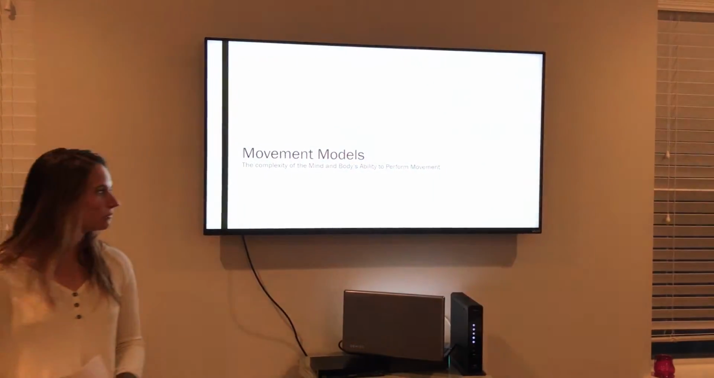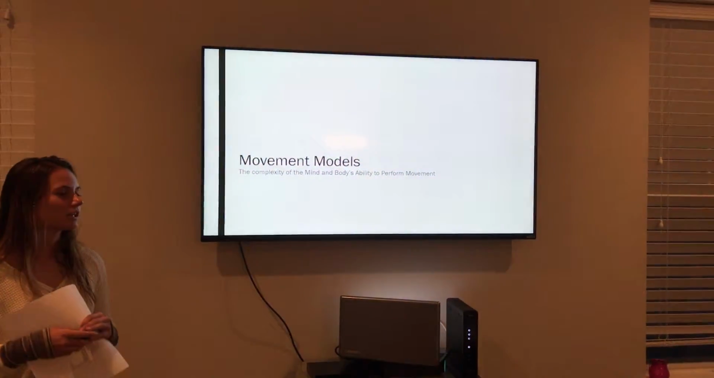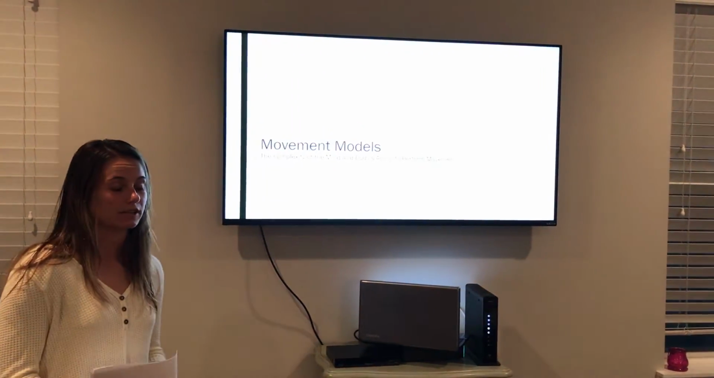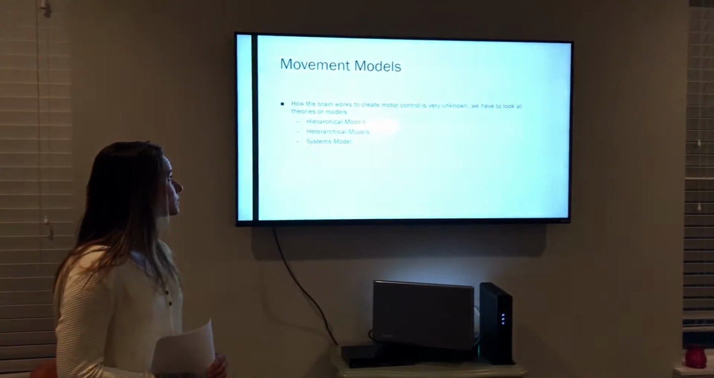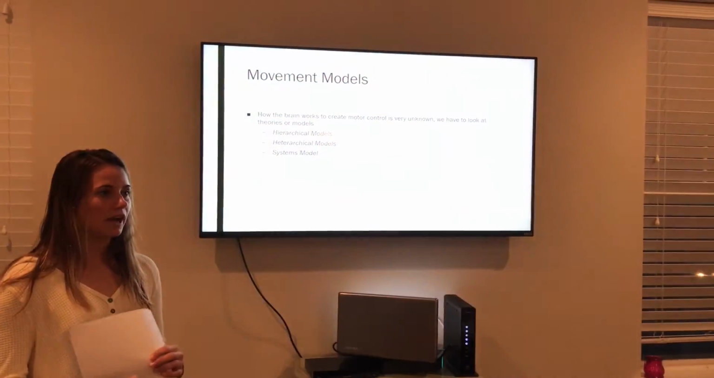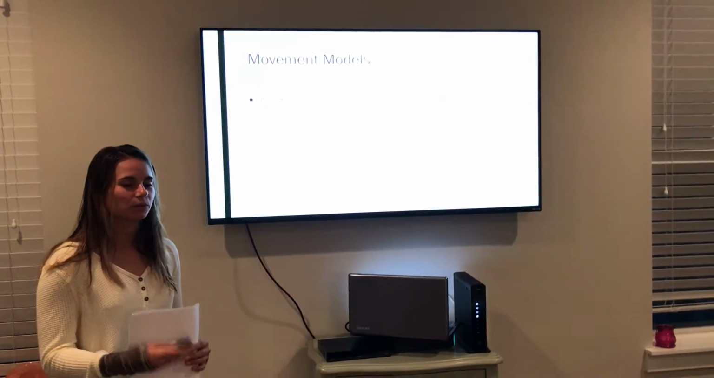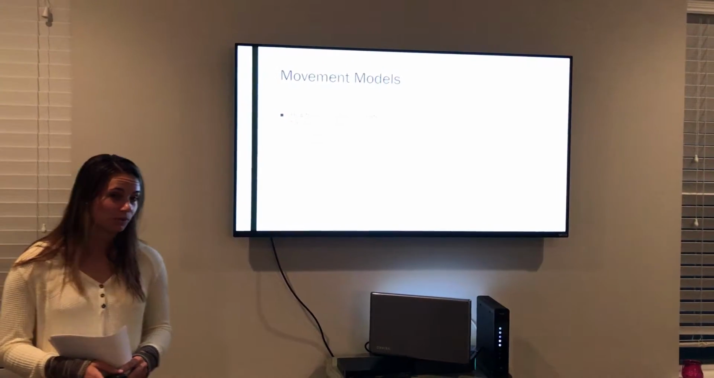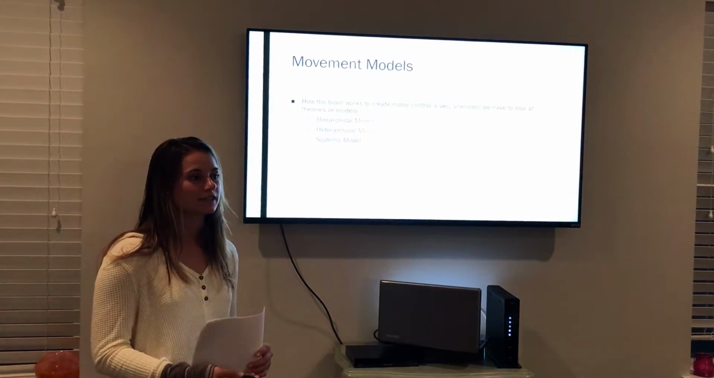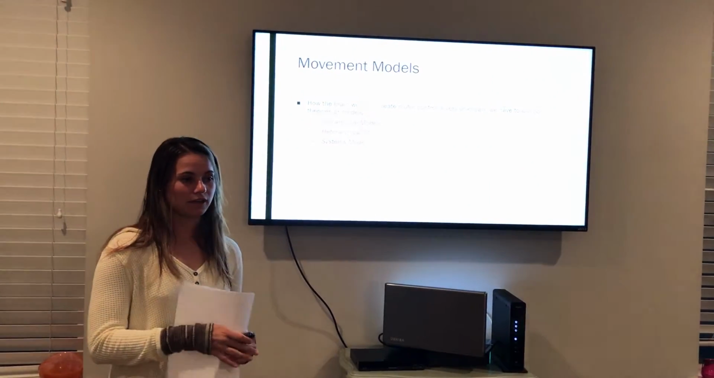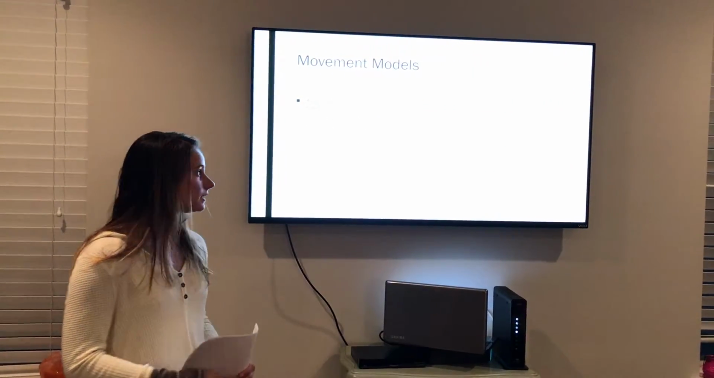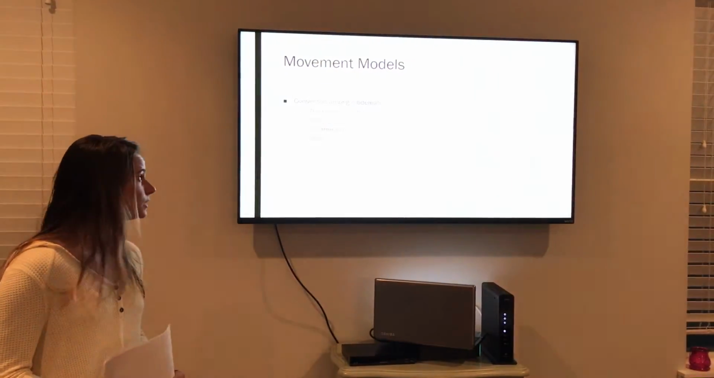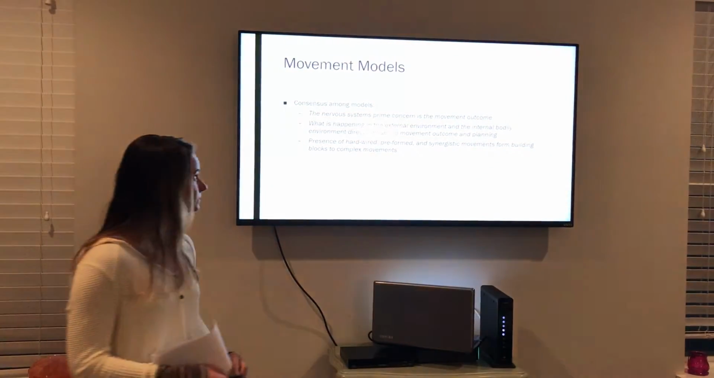And lastly, we'll go over our movement models. So this is basically talking about the complexity of our mind and body's ability to create such complex movements that we see a lot of times in sports. Our movement models. So there's different types of ways that we have broken down how our brain works in order to organize itself. What we have found is that there actually hasn't been a real way that we know that the brain does it. Our brain is so complex that we can't figure out a correct method, so all we have are theories. These theories include hierarchical models, heterarchical models, as well as systems models. So today we're mainly going to be looking at system models.